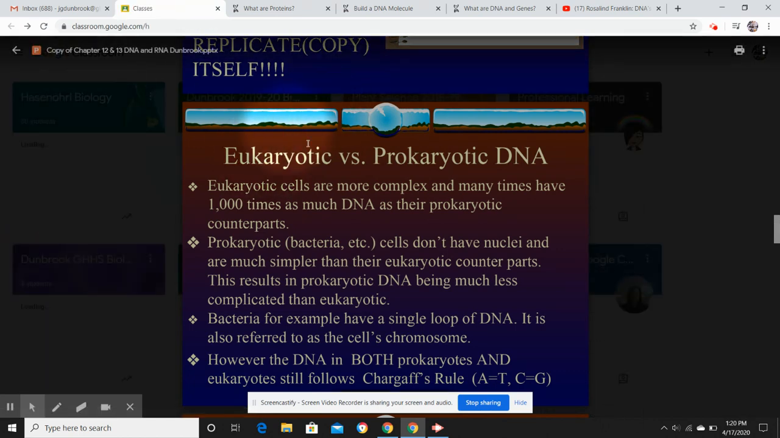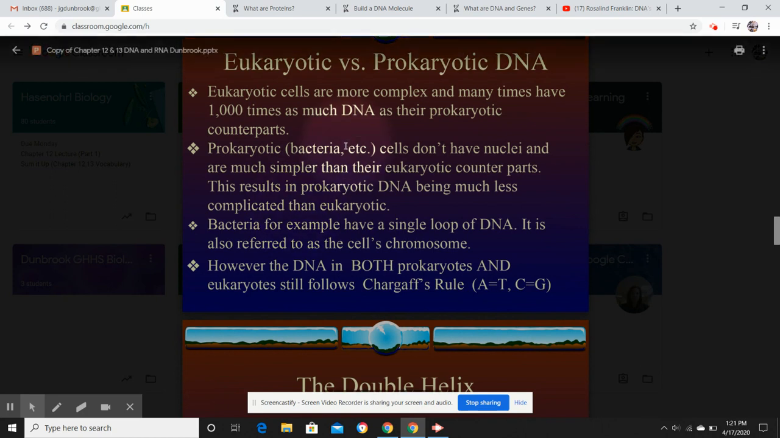All right. So eukaryotic cells are obviously more complex, right? They're the things you can typically see with your naked eye. So again, like funguses, mushrooms, molds, any kind of plant, any kind of animal, typically. Things you can't see are typically prokaryotes, like bacteria and other small little organisms. So eukaryotic cells are more complex. They're much more advanced, and many times have thousands of times more DNA than their prokaryotic counterparts. That makes sense that you have more DNA than a bacteria, I guess, right?